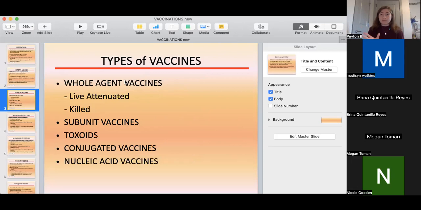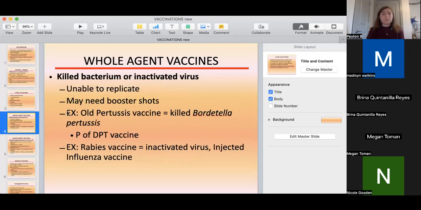All right, so types of vaccines. There aren't very many. There are your whole agent vaccines, and there are two kinds of whole agent vaccines, your live attenuated and your killed. You have subunit vaccines, toxoids, conjugated, and nucleic acid. So whole agent vaccines, firstly, the killed bacterium or inactivated virus version. Because it is an inactivated or dead version of the microbe, they're not able to replicate.